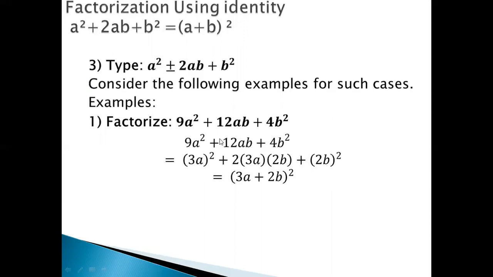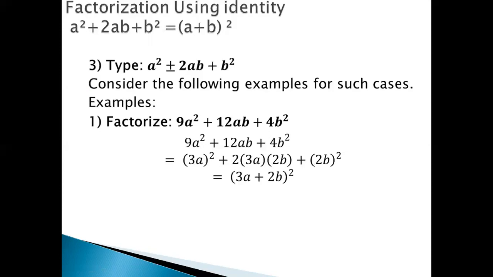Now we have to rewrite our middle term in this format of 2ab. For that, write 2 first. In the first bracket, write your first term, which is 3a. In the second bracket, write your second perfect square, 2b. Now match all the terms. Square of 3a is 9a square. 2 into 3a is 6a, into 2b is 12ab, and square of 2b is 4b square.